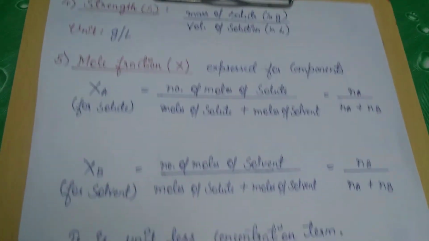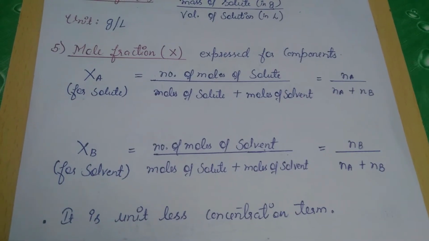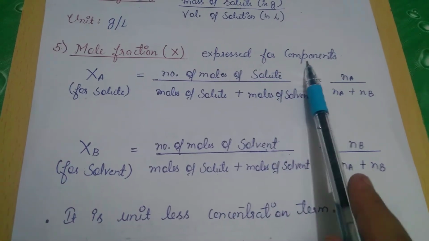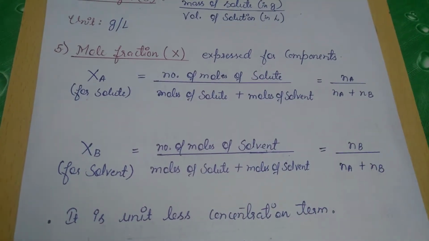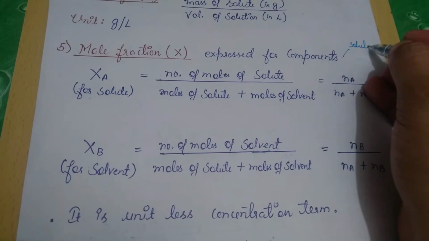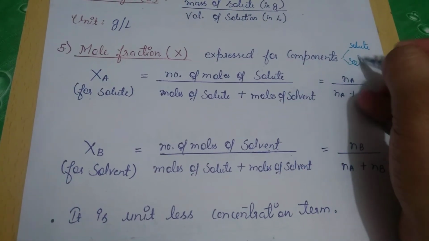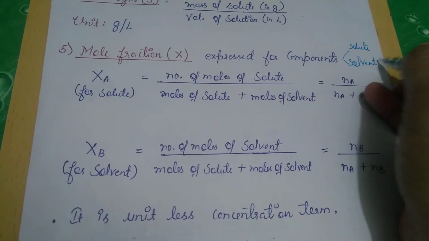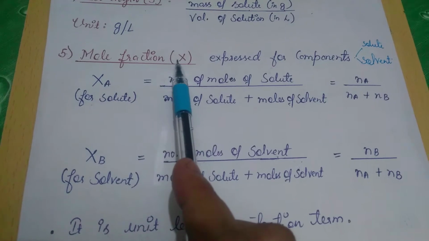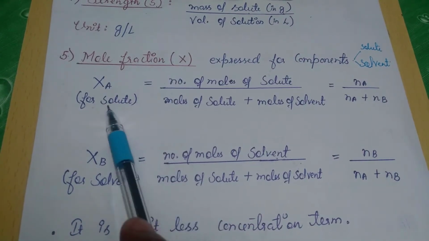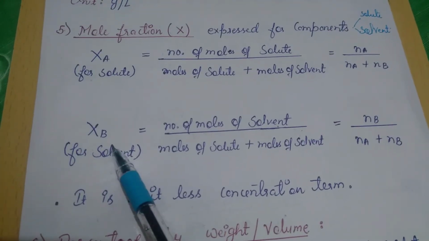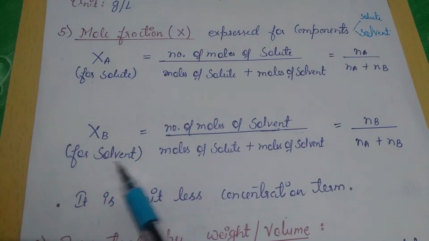Okay, next is mole fraction. This mole fraction is very important because mole fraction is expressed for individual components of the solution. It means it is expressed for solute as well as for solvent. Mole fraction is represented by capital X. If you are taking for A, the solute, it is XA. If you are taking for the B component, that will be XB for solvent.